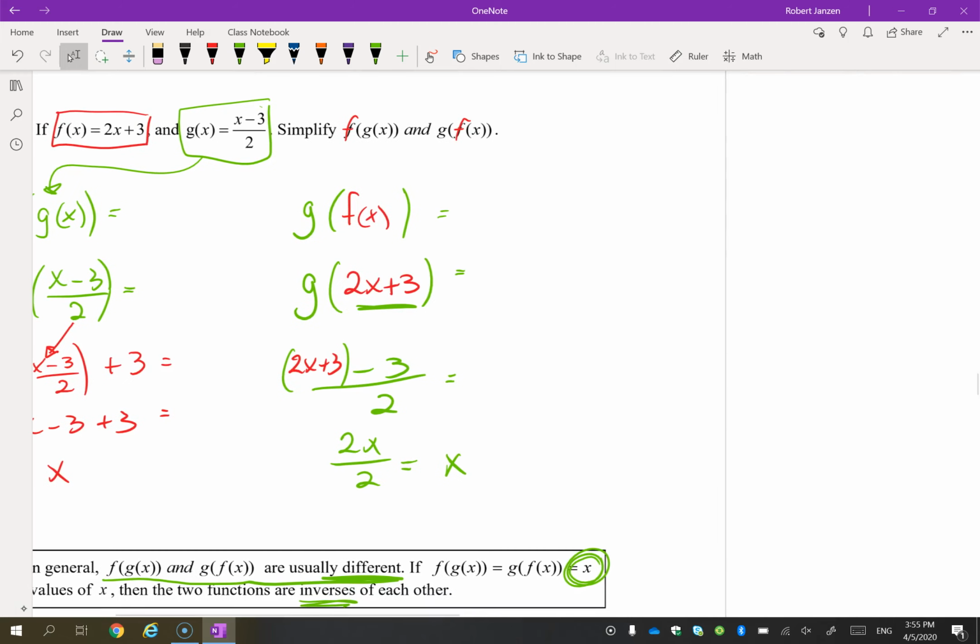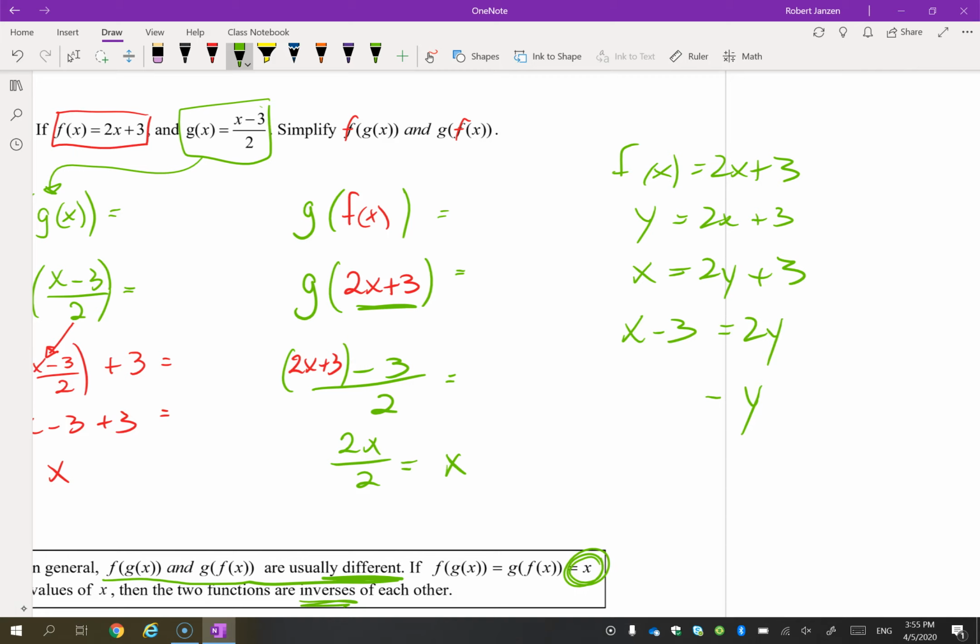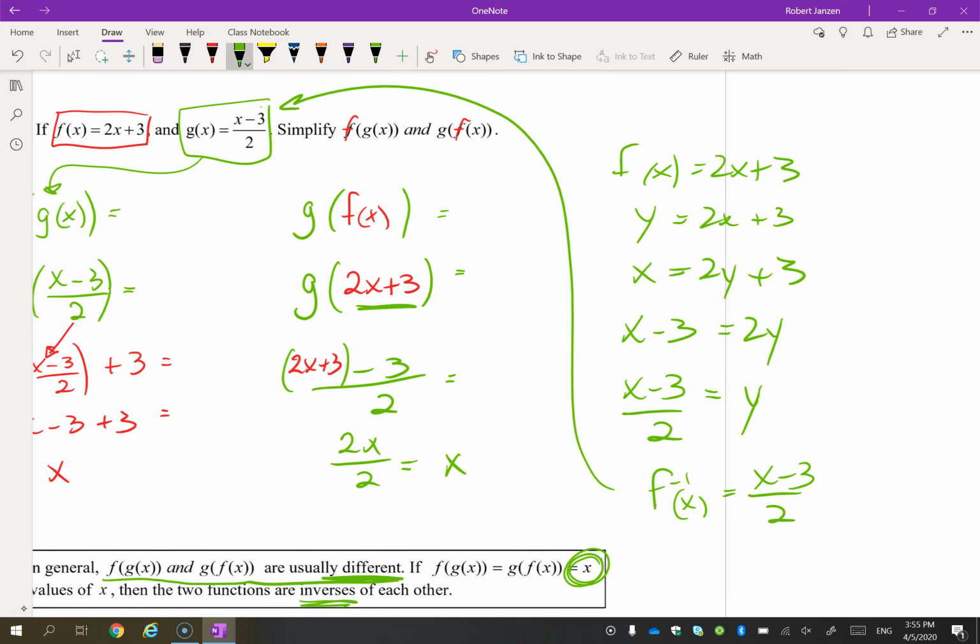If you remember in the first unit, we actually did this algebraically. How do you find the inverse of this function? Well, you switch x and y. So you would write x equals 2y plus 3, and now solve for y. So you'd have x minus 3 is 2y, divided by 2. You get x minus 3 divided by 2. This is the inverse of f. And if you notice, it is g of x. So that would be another way of doing this.